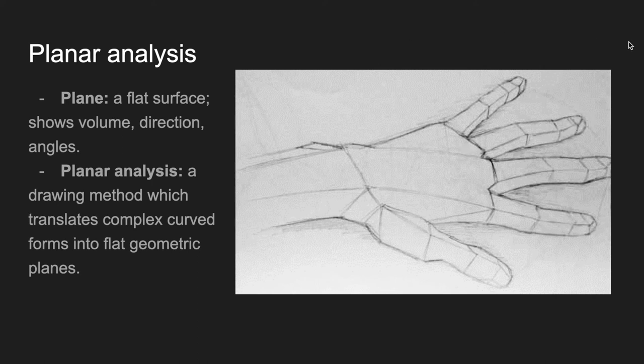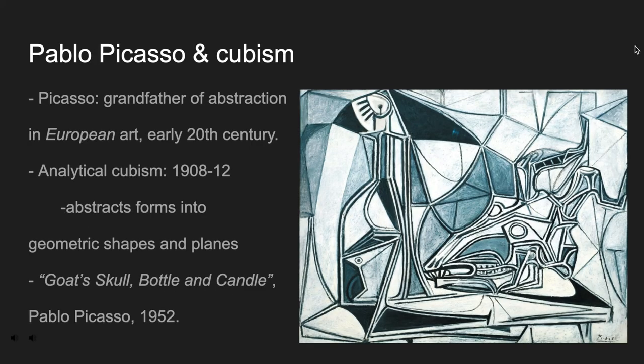Now, this sounds like a crazy way to draw, but it really helps you to understand how things have volume, and it helps you understand the edges of an object in a more complex way than just contour lines. So I'm going to introduce you to an artist that you likely already know who used planar analysis in their work, Pablo Picasso. Now, Picasso was a Spanish artist working in the early 20th century, and he was one of the grandfathers of abstraction in European art specifically. And with another artist named Braque, he invented a new movement of art called Cubism.